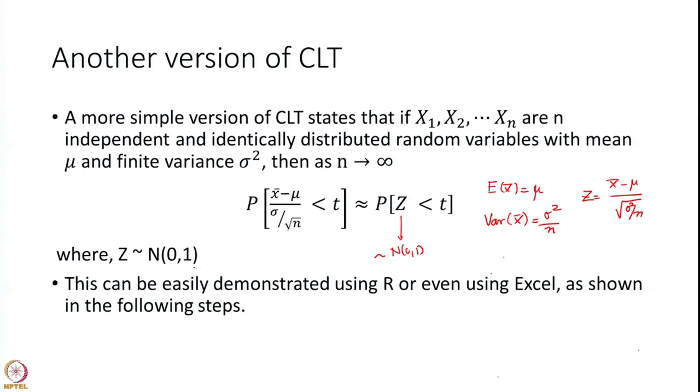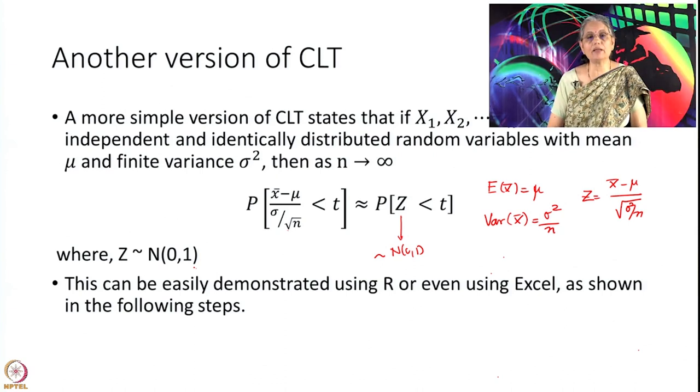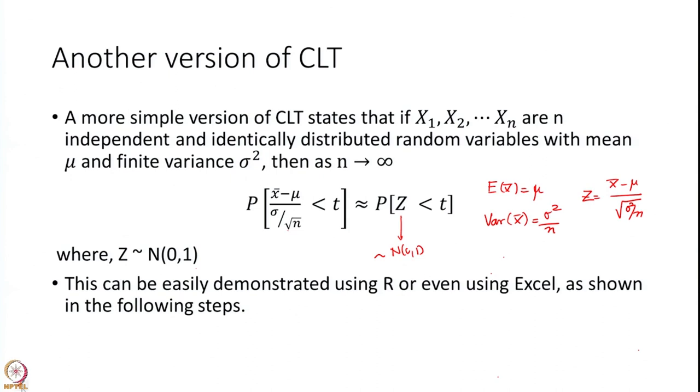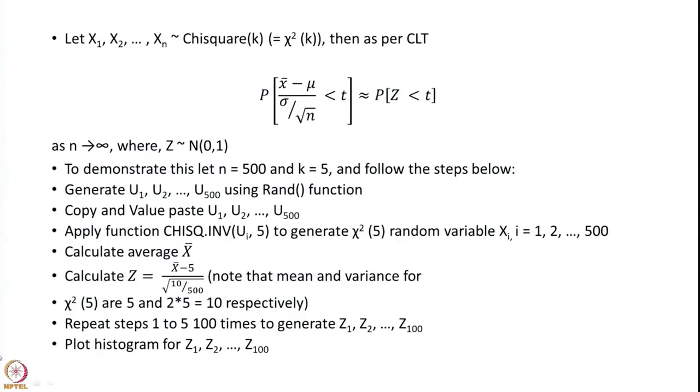This can be easily demonstrated also by using R, which will be done in your R sessions, or even using Excel, which is what I would like to show you here. Quickly, without using R, even by using Excel and generating random numbers, you can work out a demonstration proof of this particular version of central limit theorem. So, let us see how that happens. Here I have given the step by step method to follow. Here I am taking x1, x2, x3, xn as chi square random variables with k degrees of freedom.